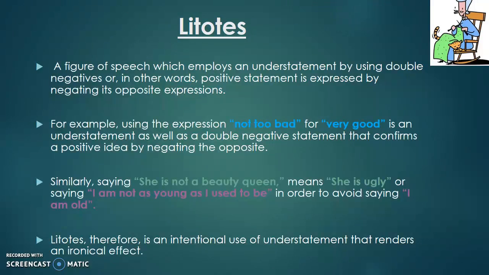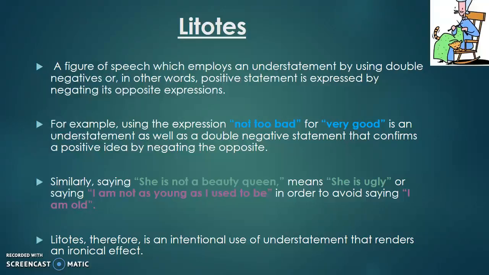A litote is a figure of speech which employs an understatement by using double negatives, or in other words, positive statements expressed by negating their opposite expressions. I use double negatives all the time. It's something I just do, a quirk. That would be called a litote.